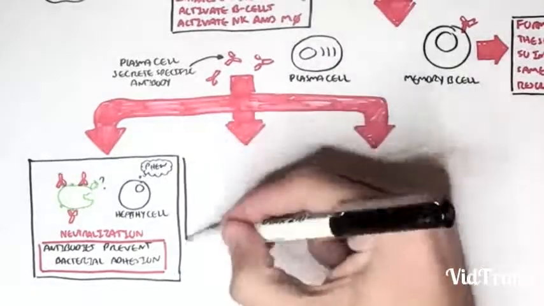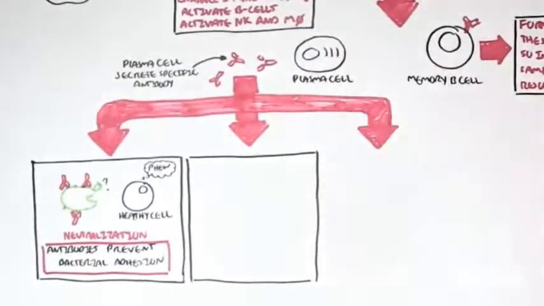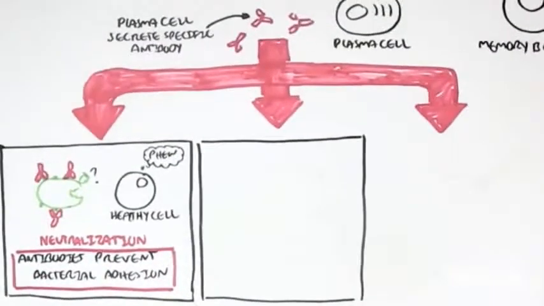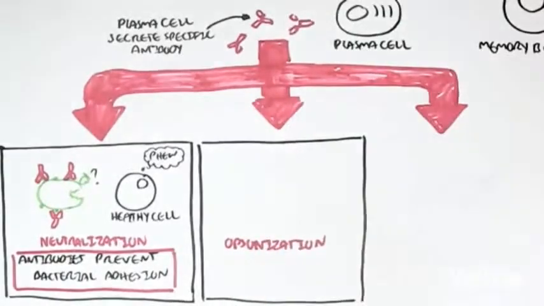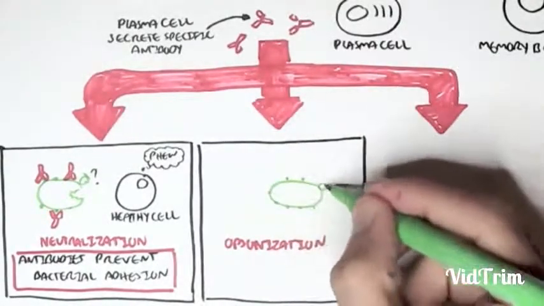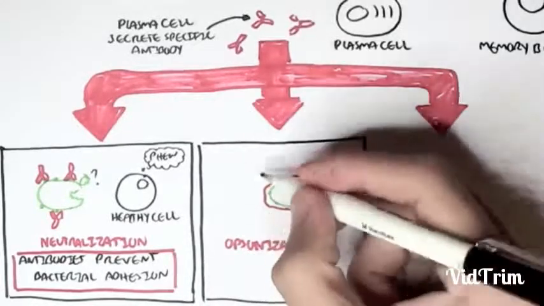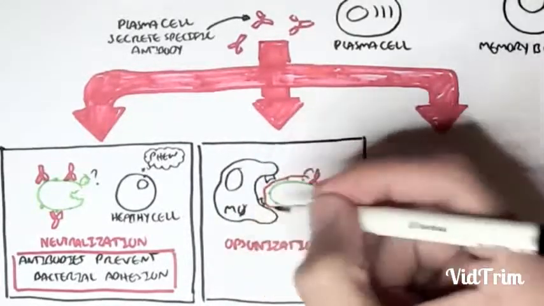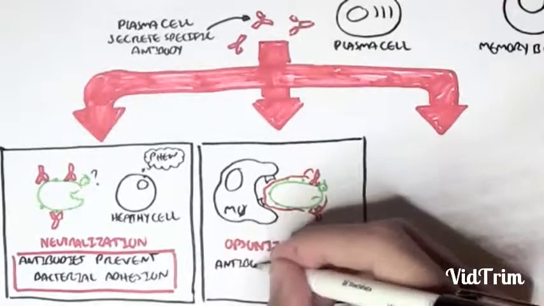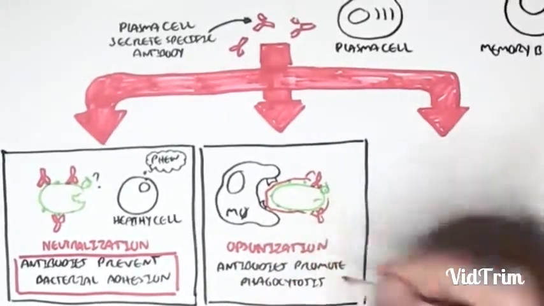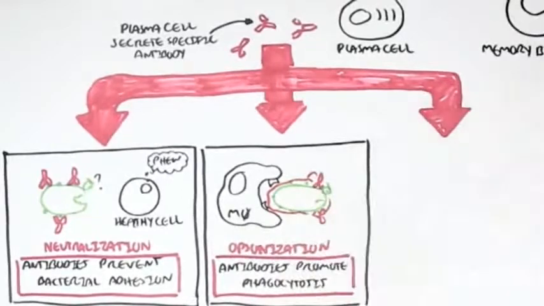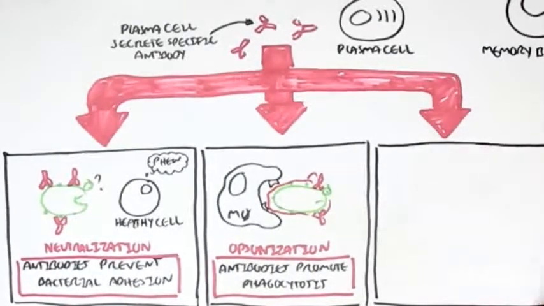Secondly, these specific antibodies can opsonize a pathogen. So for example, this bacteria, through the antibodies can be opsonized, which basically coats it for phagocytes to easily engulf it. So opsonization essentially promotes phagocytosis, such as macrophage phagocytosis.